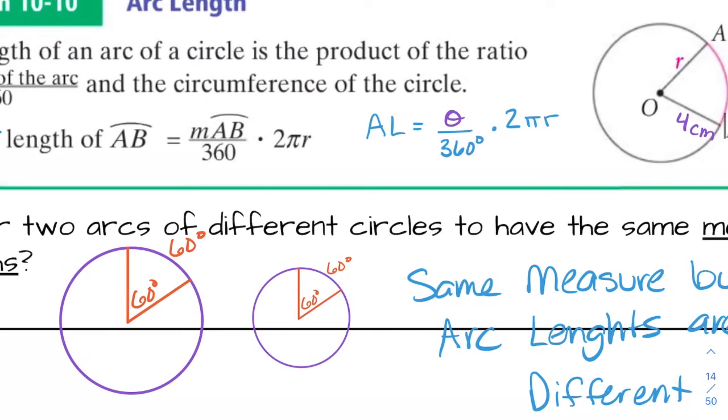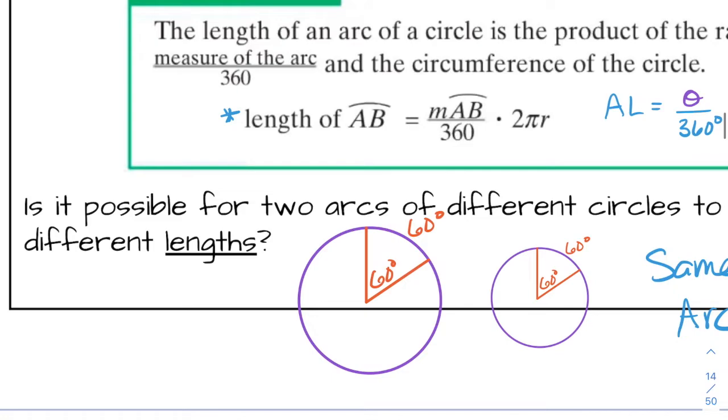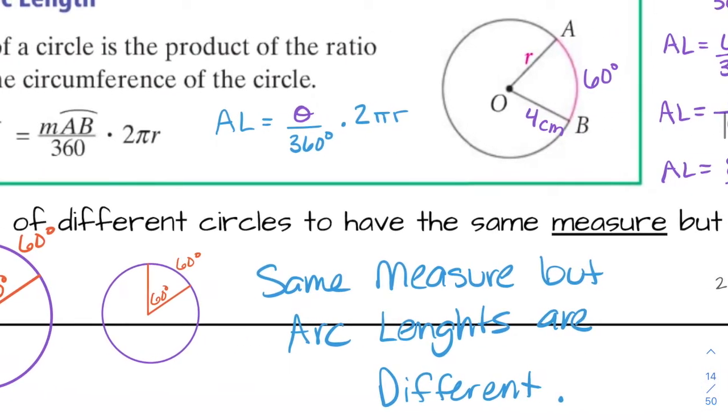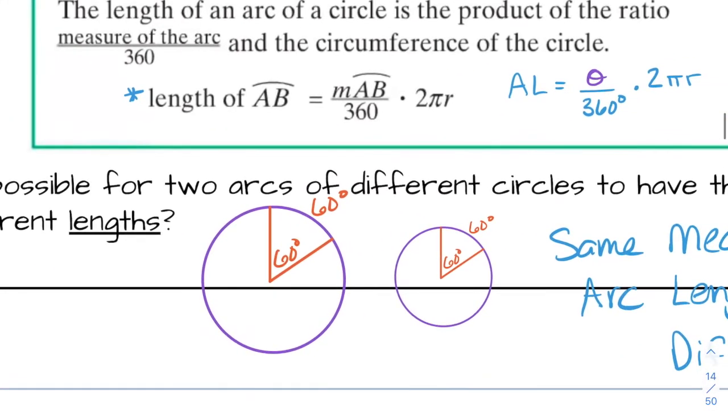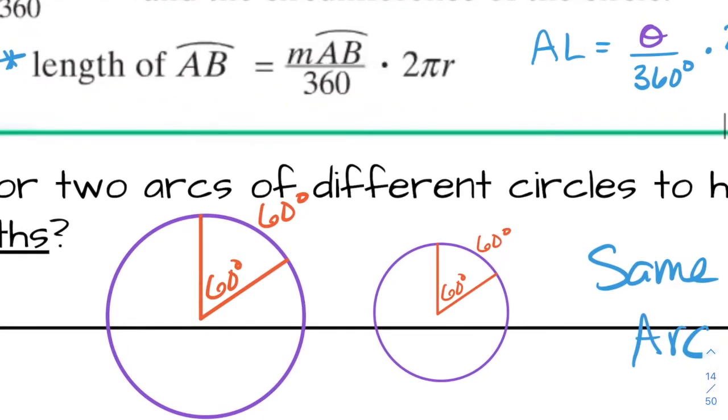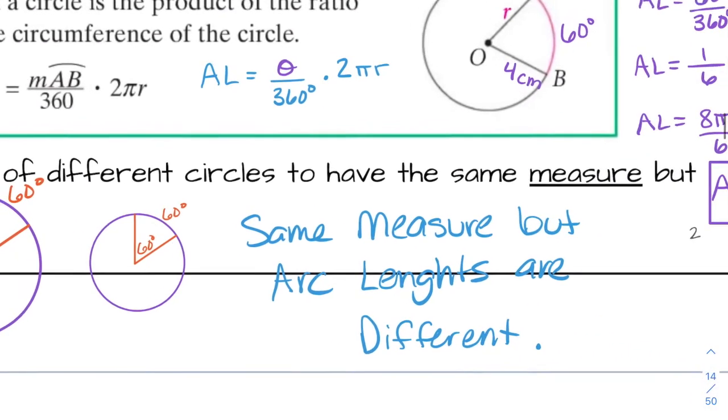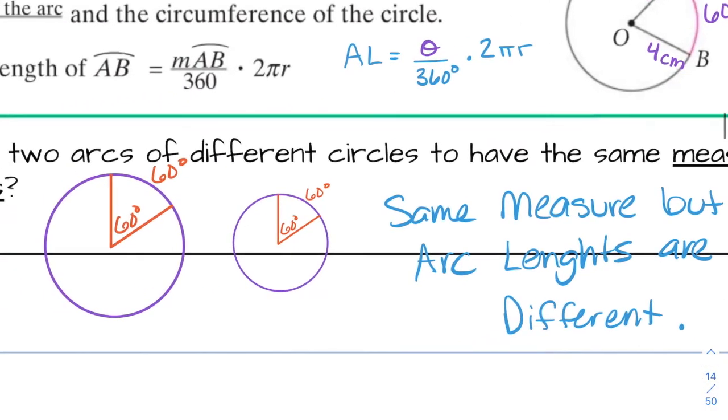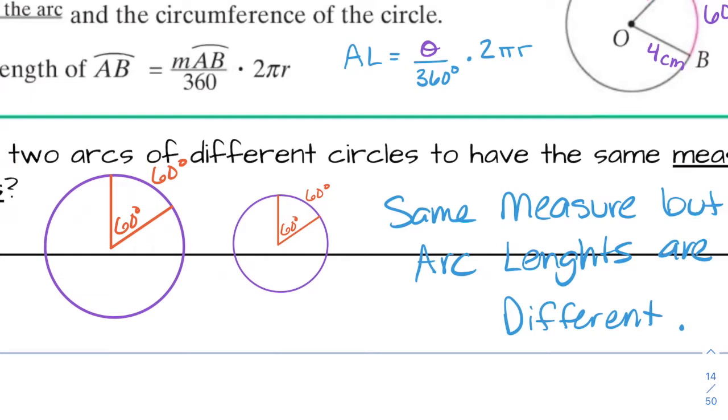The next question was, is it possible for 2 arcs of different circles to have the same measure, but different lengths? So I made 2 circles with the same exact measure. Notice that they both have a measure of 60. Again, just making that up. But you can tell that this is much longer than this one. So same measure, but our arc lengths are different if the circles are different sizes. Only when they're congruent circles, or when they're the same circle, will they have the same length and the same measure. Same length for the same measure.